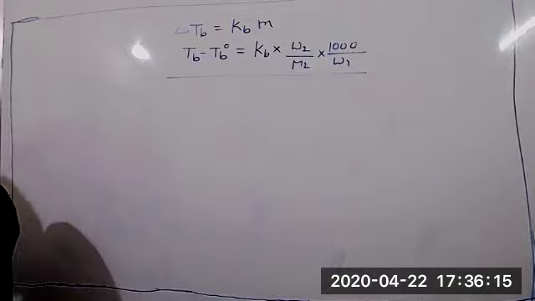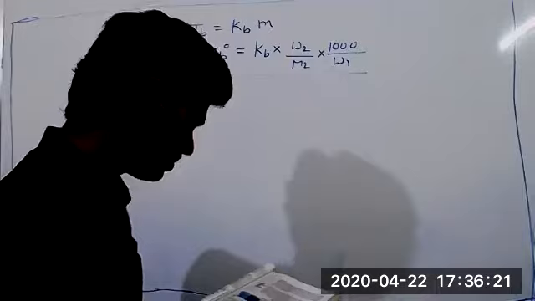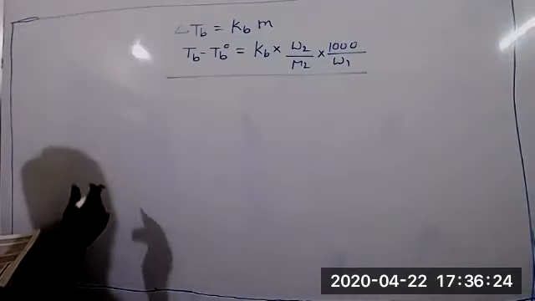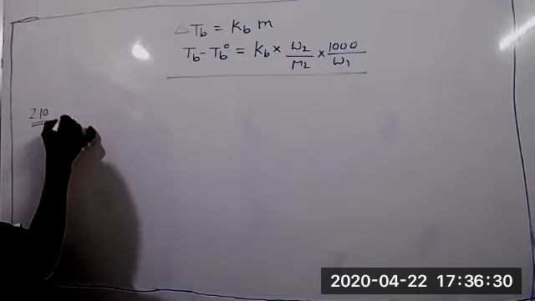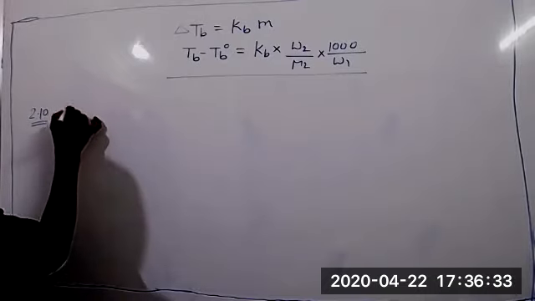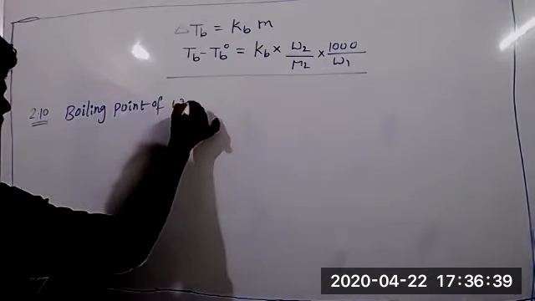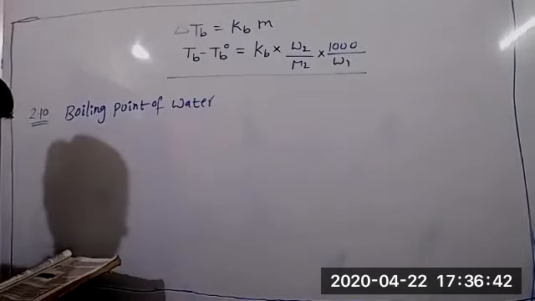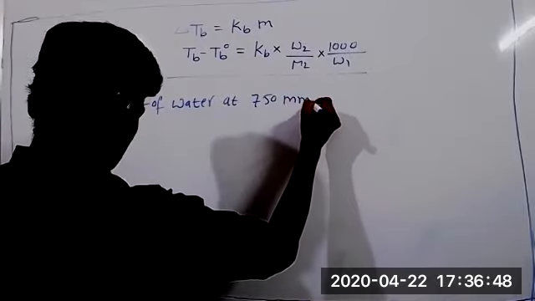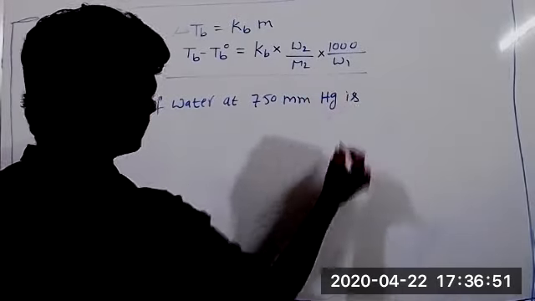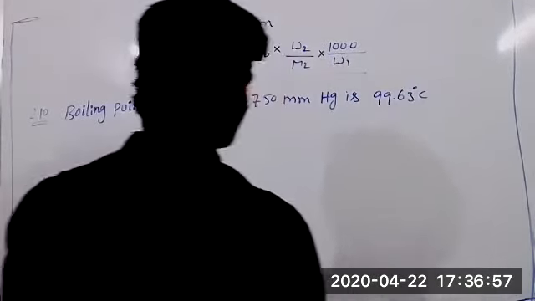See the problem given here. Note down the problem (2.10). The boiling point of water at 750 mmHg is 99.663 degrees centigrade.